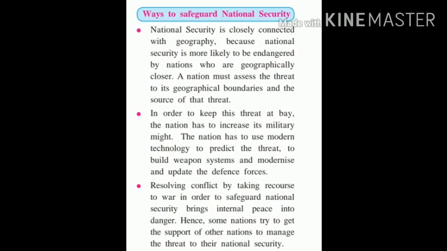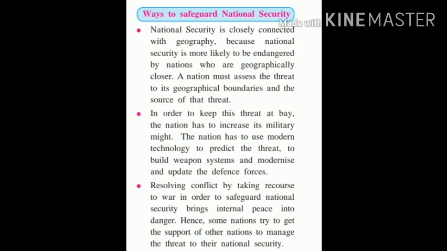Now we are going to see the second way to safeguard our national security. In order to keep the threat at bay, the nation has to increase its military might. The nation has to use modern technology to predict the threat, to build weapon systems, and to modernize and update the defense force. So if we want to secure our country, then we have to increase our military might. Military might means military power. And also the nation has to use modern technology to predict the threat.